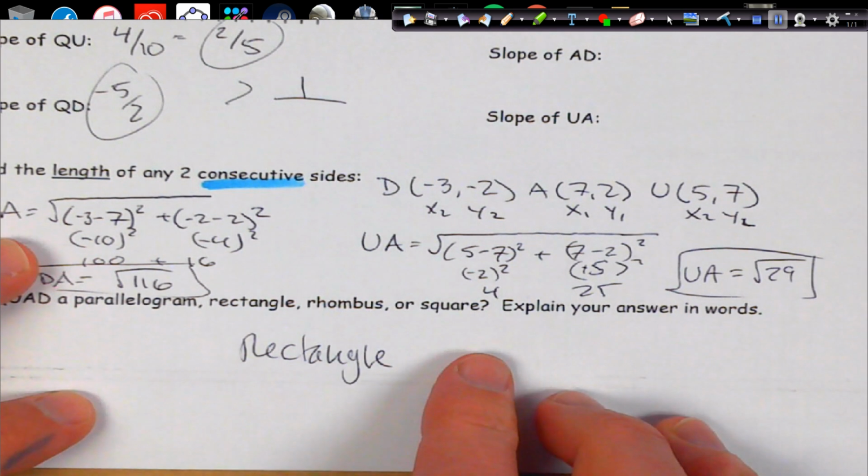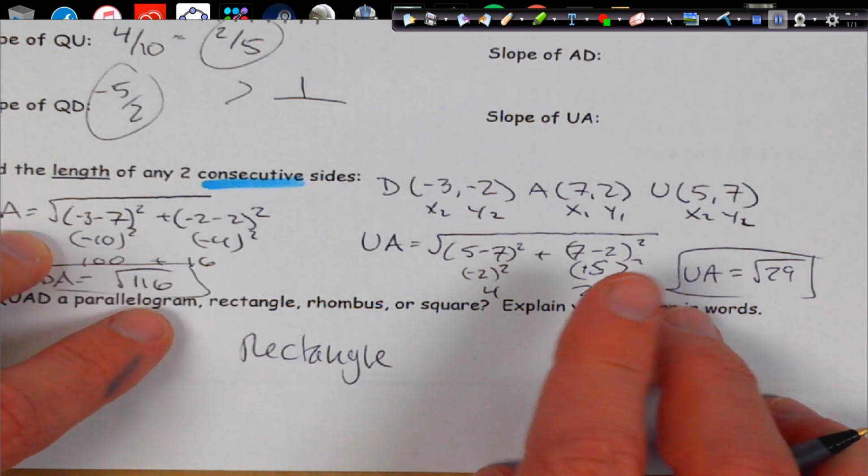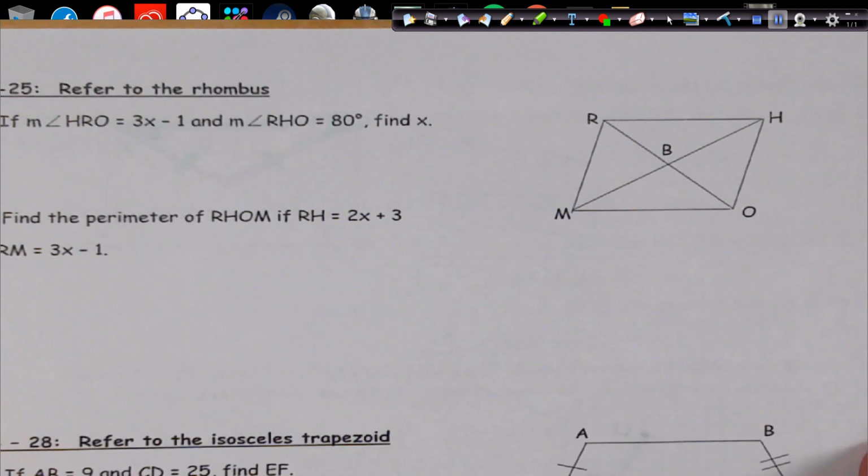Okay, explain your answer in words. Well, we have perpendicular sides, and we have 2 sides that are not congruent, that are consecutive. Okay. On the back, rhombus.